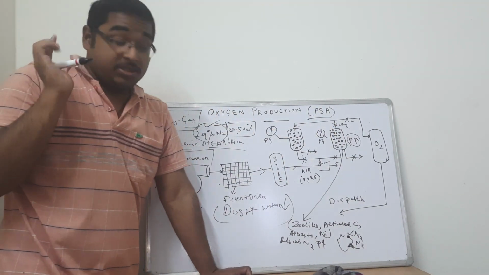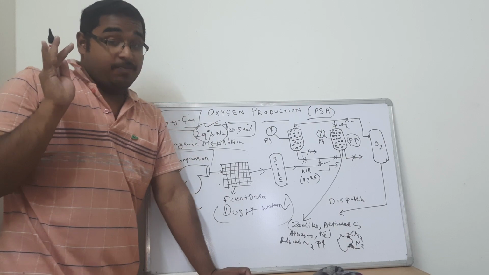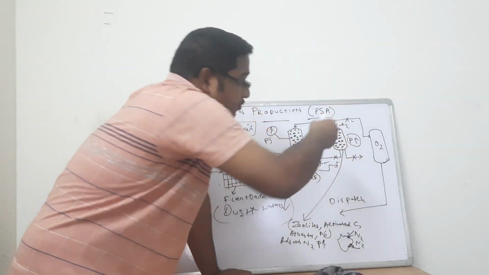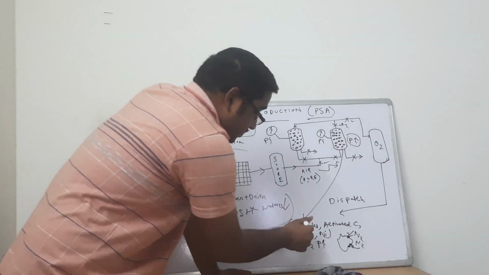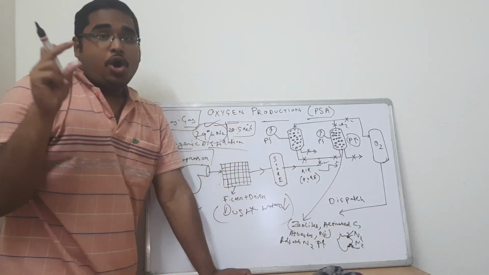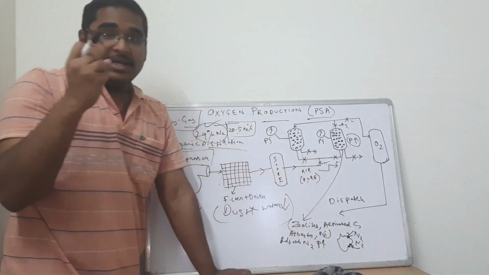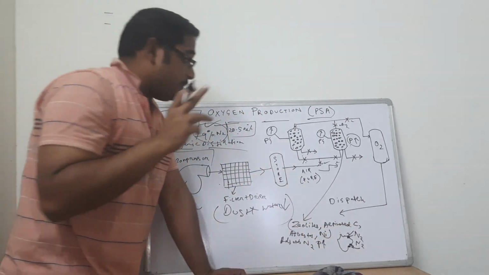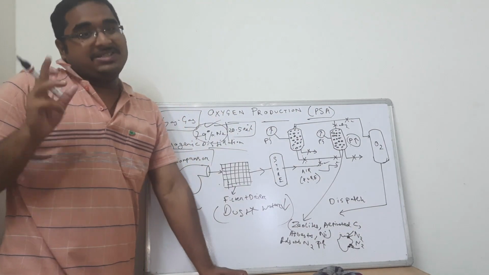Now comes the desorption cycle, my friends. Very important, let me tell you. What happens in adsorption? The gas is passing through this adsorption tower, getting adsorbed on the surfaces of the zeolites or activated charcoal or whatever the packings are. The nitrogen in particular is adsorbed, and the pure oxygen escapes out and gets stored in the oxygen vessel.